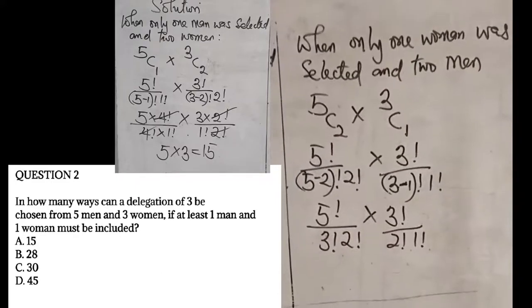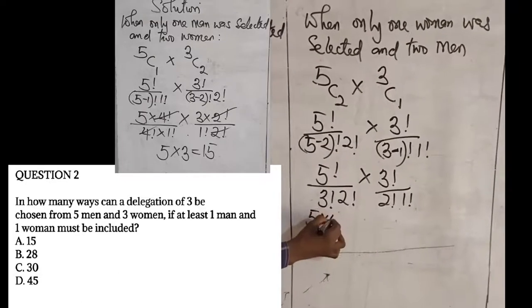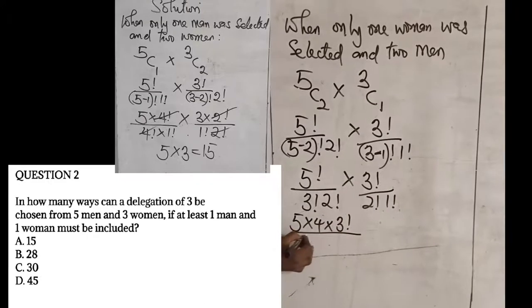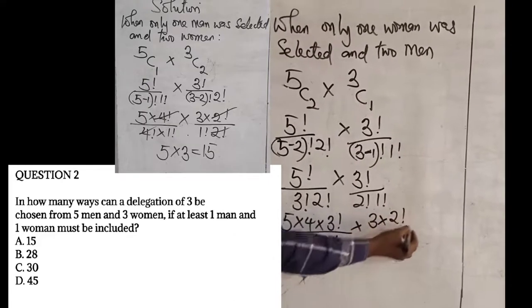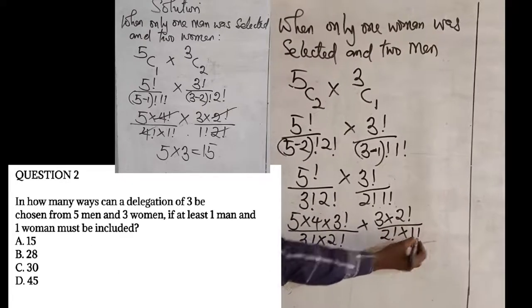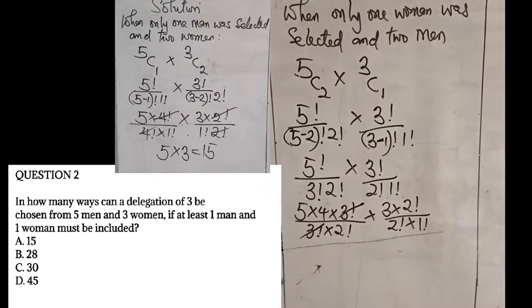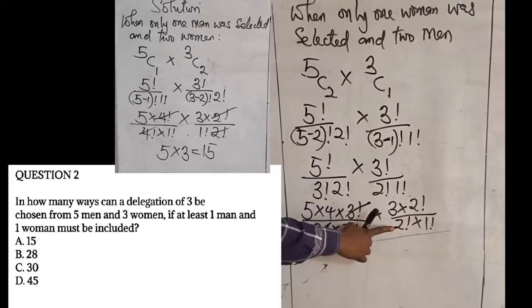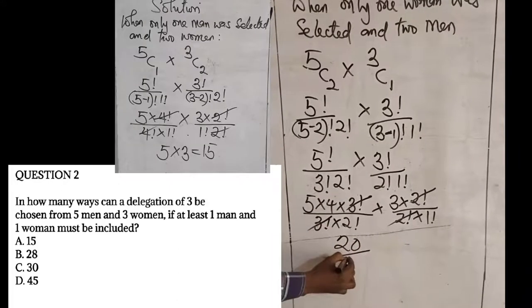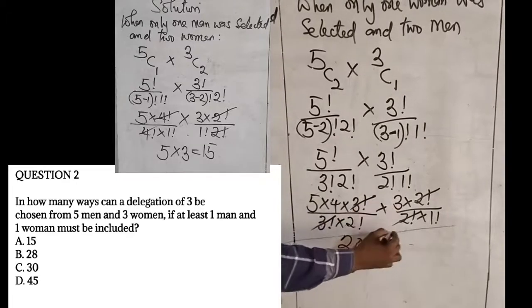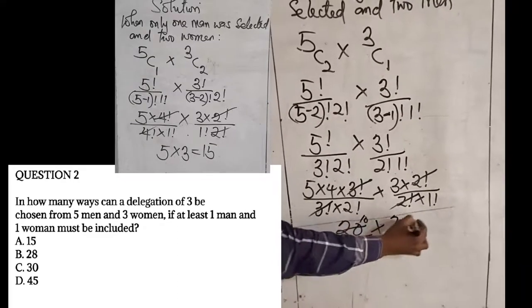Having done this, the next step is to express this up to 3 factorial so that you can divide the numerator and the denominator. So this becomes 5 times 4 times 3 factorial all over 3 factorial times 2 factorial. This also becomes 3 times 2 factorial all over 2 factorial times 1 factorial. You can observe that 3 factorial at the numerator and the denominator can cancel out. Similarly, 2 factorial at the numerator and the denominator can cancel out. What is left here is 5 times 4, which gives us 20, over 2 factorial, which is 2 times 1. What is left in the other part is just 3. So 20 divided by 2 gives 10, and 10 times 3 gives us 30.